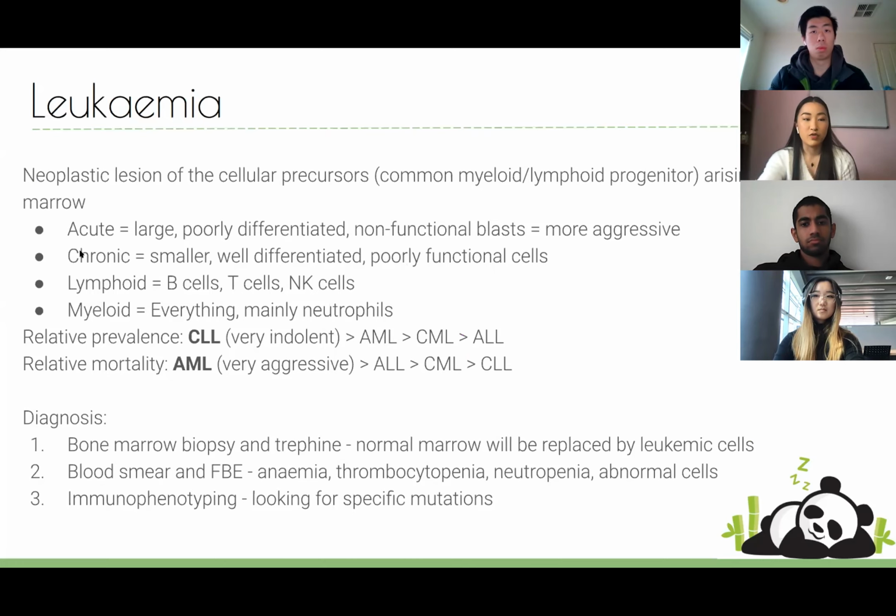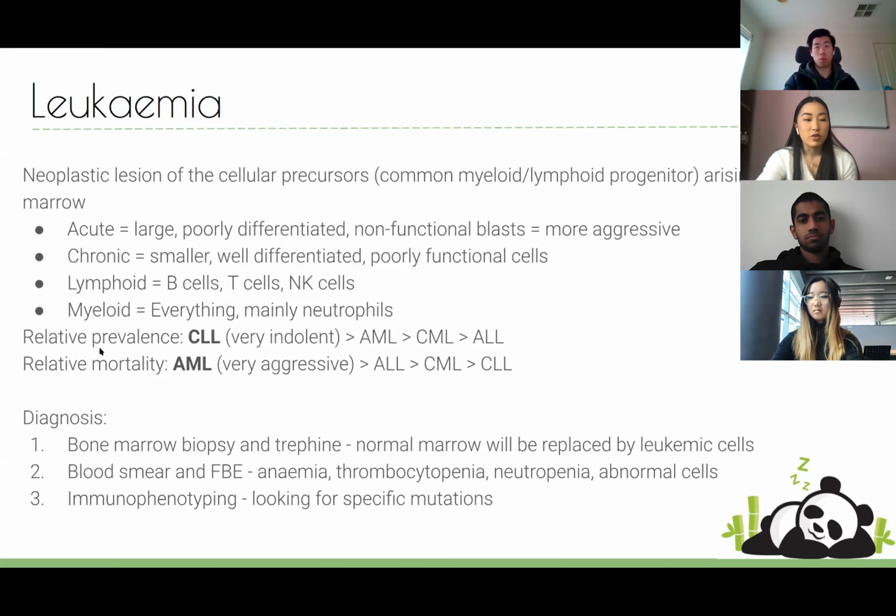So that's acute versus chronic, and then you've got lymphoid versus myeloid, and that's just talking about what cell type. If a blood film shows large, poorly differentiated T cells or B cells, then it will be some kind of acute lymphoid leukemia. Whereas if it's of neutrophils, then it will be a myeloid leukemia. So they're just named based on the cell type.